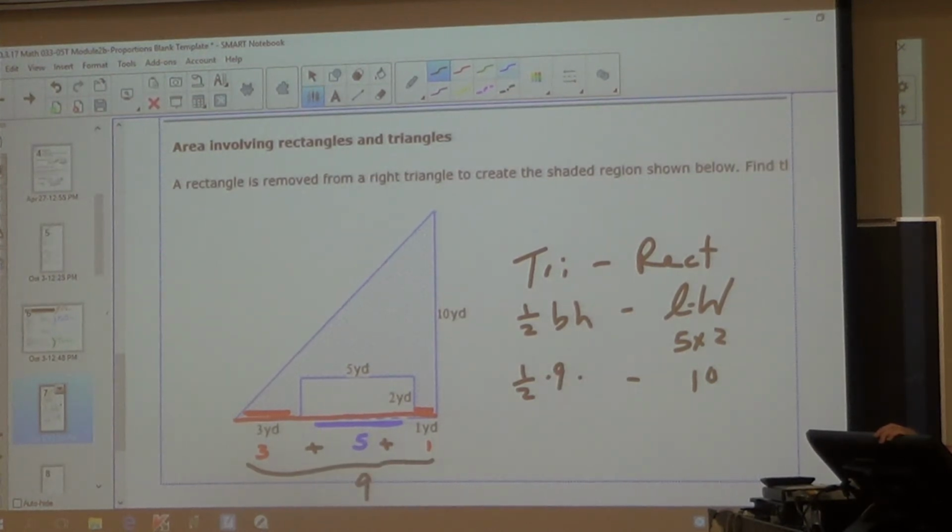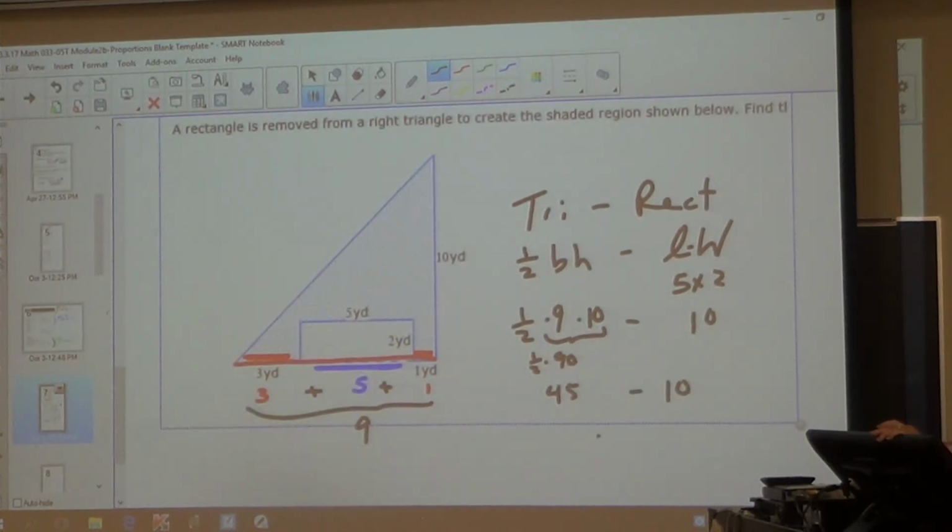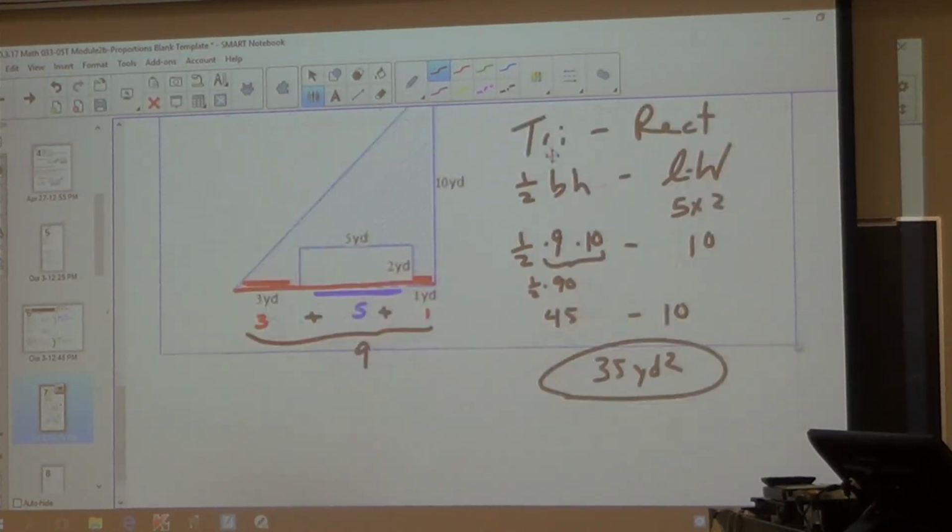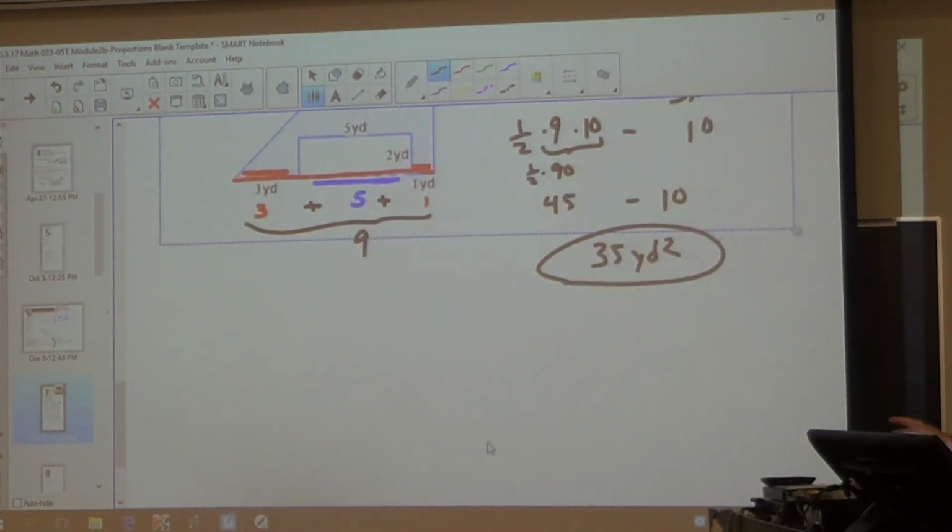What is my height going to be? 10. So 10 times 9 is 90. Half of 90 is 45. 45 minus 10. Squares. Let me do one more. This is going to take you on that same concept.